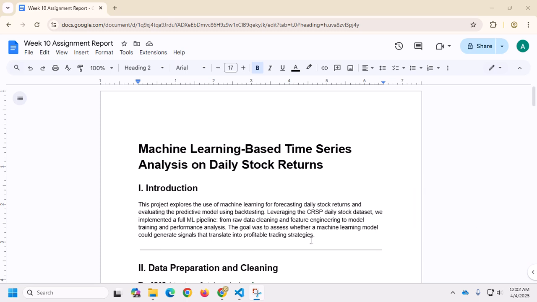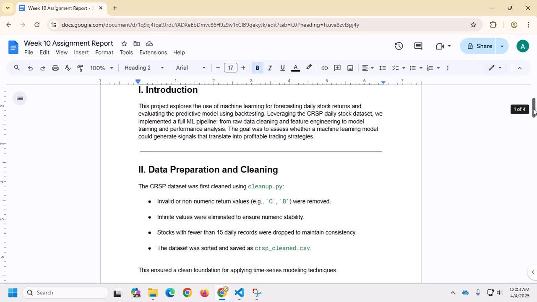And for the performance analysis after that, the goal was to assess whether the machine learning model could generate signals that translate into profitable trading strategies, right? So let me go down a bit more.